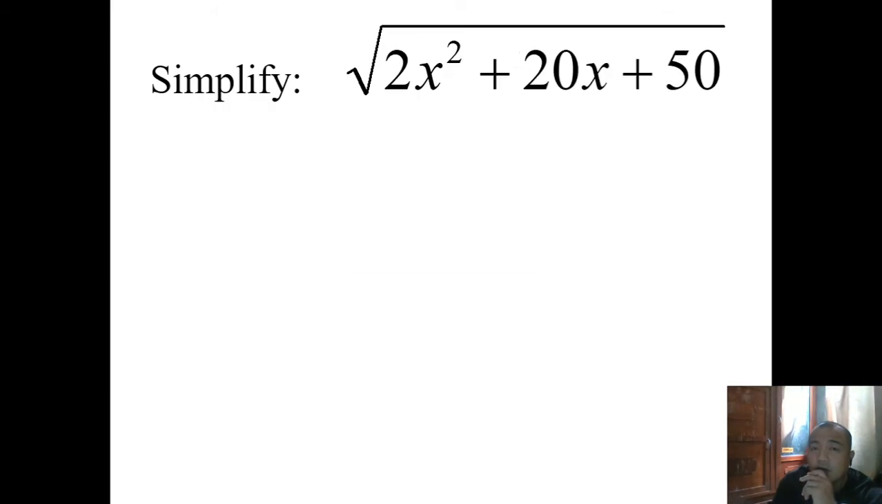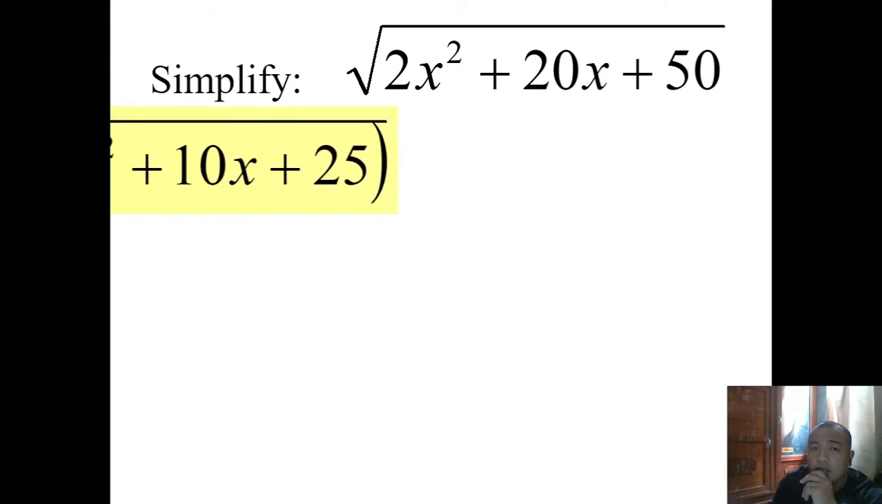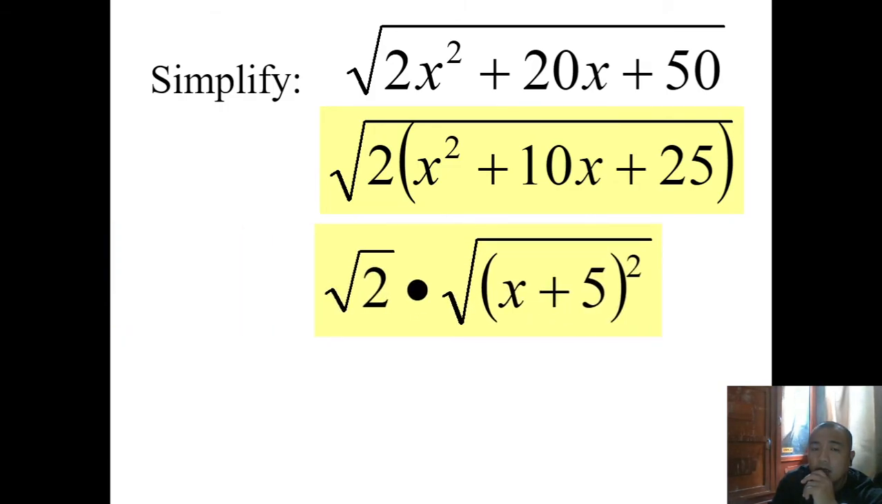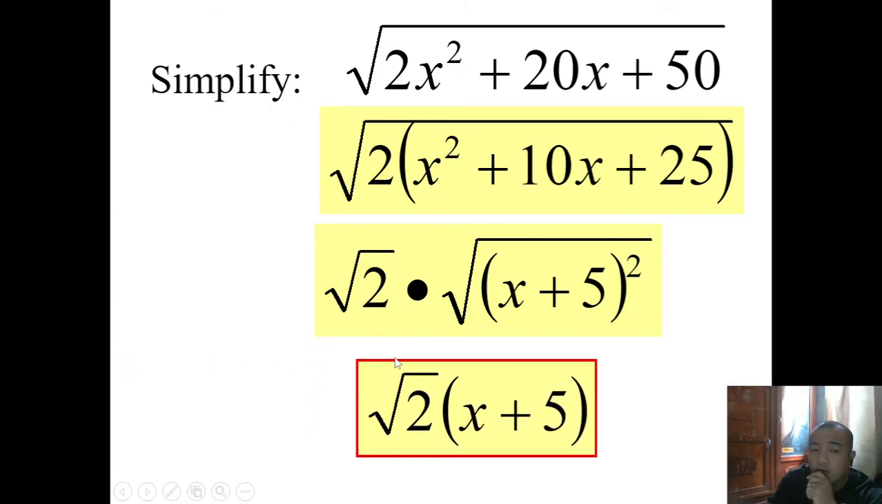Okay, first we're going to factor the quadratic trinomial, which is 2 times quantity x squared plus 10x plus 25. From this part, we can factor this again. Square root of 2 times the factor of x squared plus 10x plus 25, which is quantity x plus 5 squared. So we're going to cancel the exponent and the index, which is 2. So the answer is quantity x plus 5 square root of 2, or square root of 2 times the quantity x plus 5. That's the answer.